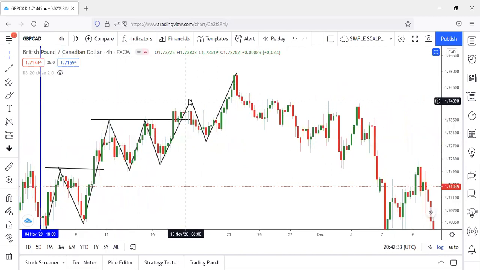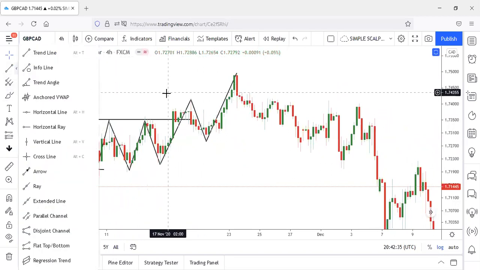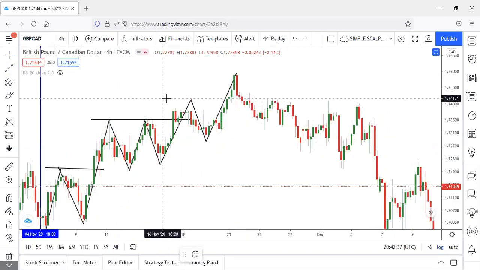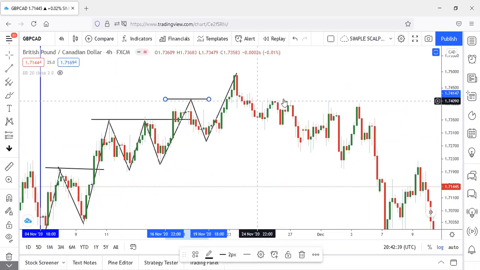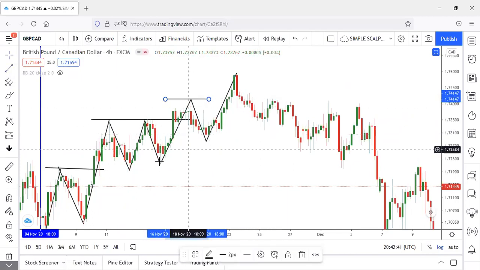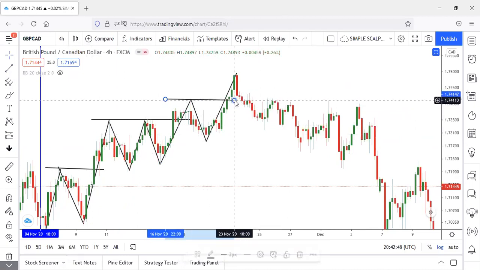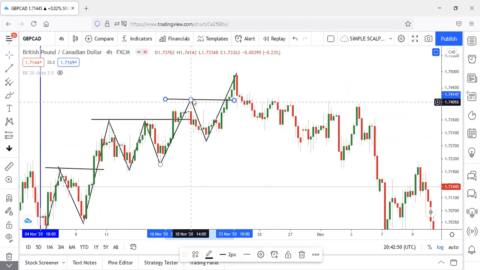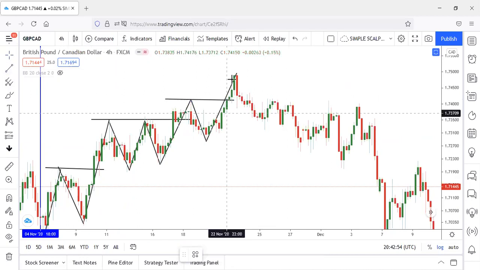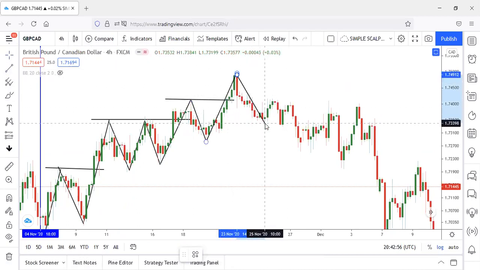Now, as we have a break of structure right here, this is a confirmation that we still have an uptrend right here. It's a confirmation to us that we have an uptrend, since the structure right here, the last high, has been broken. But the next thing that happened right after that was this.